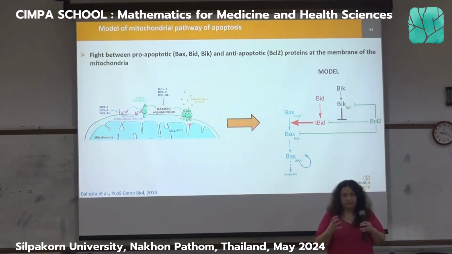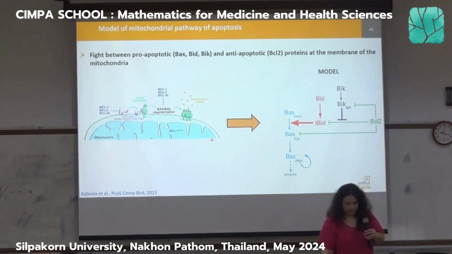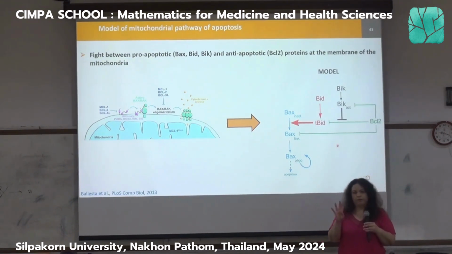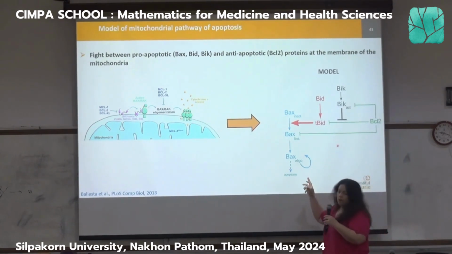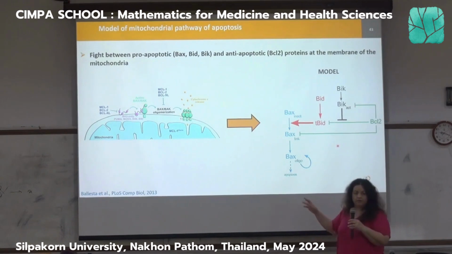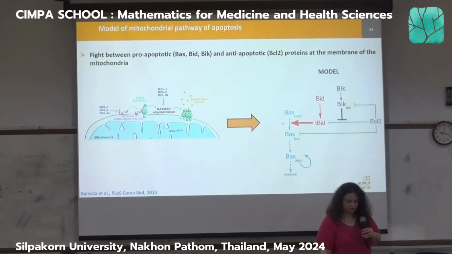So basically there is a fight, there is a battle at the level of the surface of the mitochondria between different types of proteins, which I'm going to explain. And this is what we want to model. So the model we looked at, I need to describe basically 4 types of proteins. So the one in blue are called Bax. So Bax will be in different forms, which I'm going to explain in a minute. And those are the ones that create the pores.